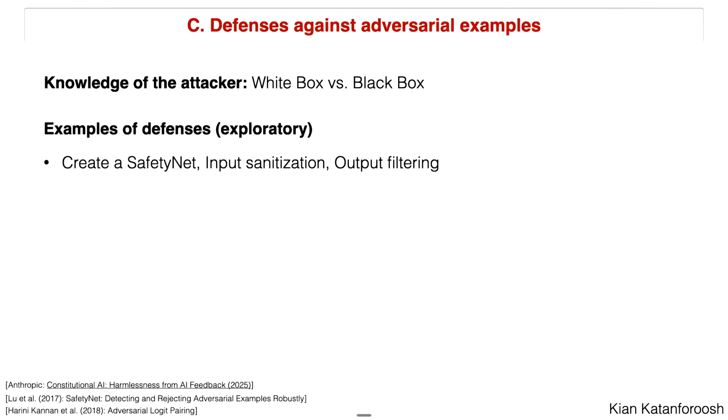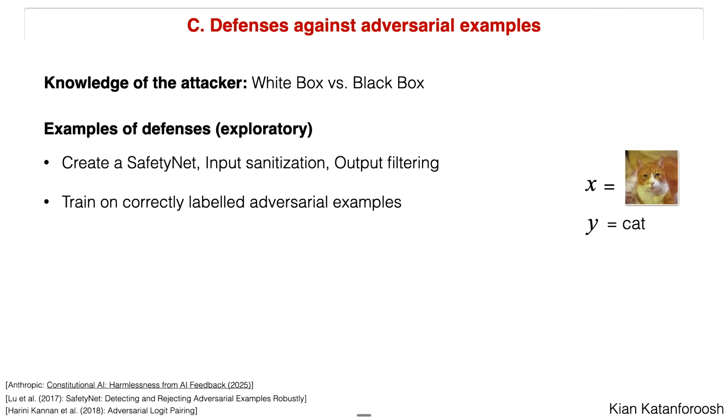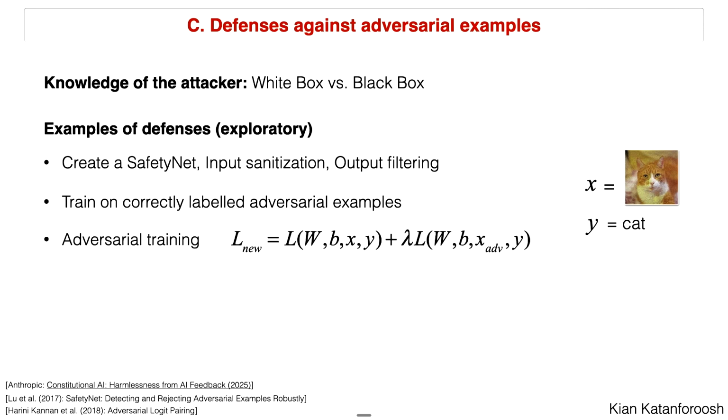So let me go over some of the possibilities that researchers have explored. We talked about a safety net, input sanitization, output filtering, which is essentially what you were talking about. We talked about training on correctly labeled adversarial examples. So you can actually use the fast gradient sign method and say, hey, I tampered this cat, I still label it as a cat, and I put it in my training set. To just tell the model, even if the pixels are tampered, it's still a cat.